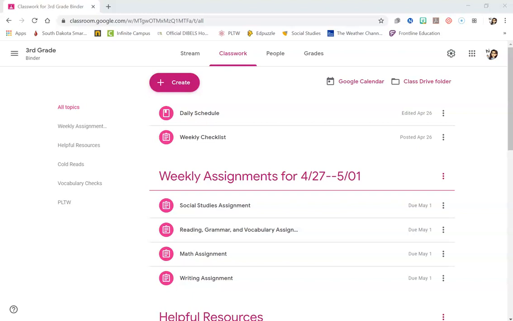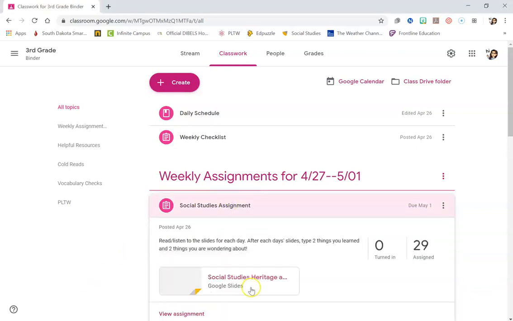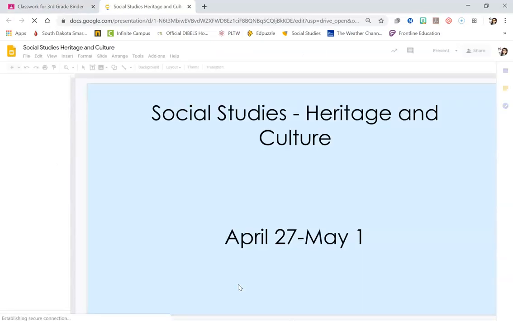Good morning. Quick run through of our assignments before we get working this morning. Make sure you're reading all of the directions carefully so you know exactly what you're supposed to be doing. So, social studies assignment, open up those Google Slides.